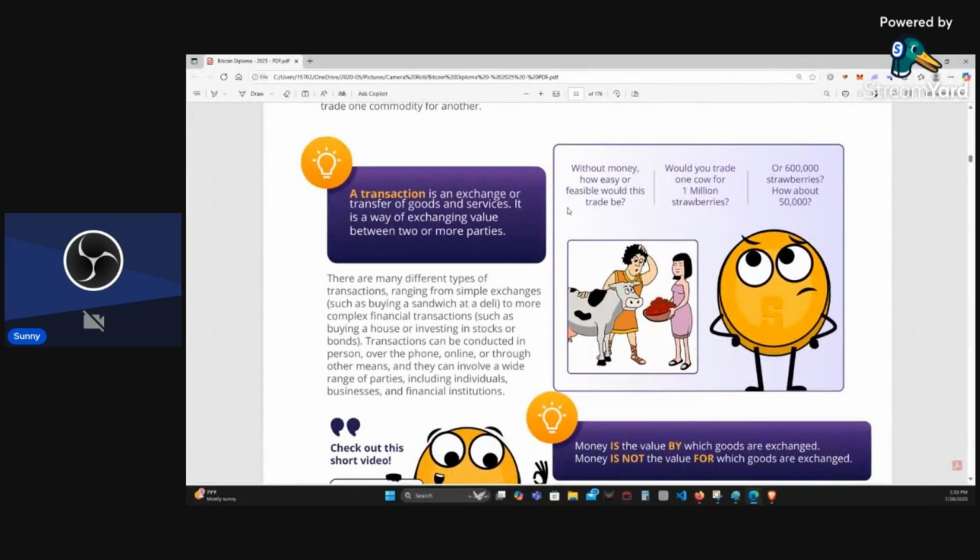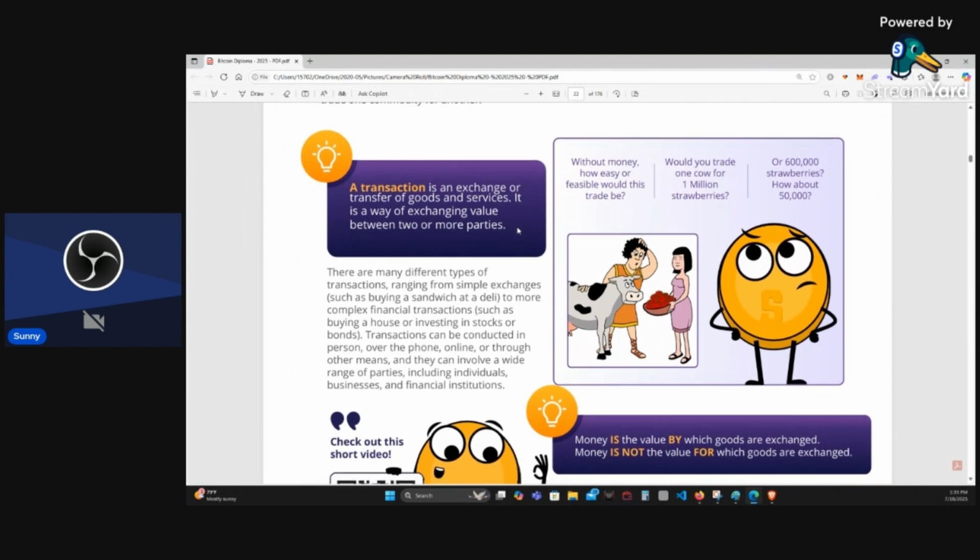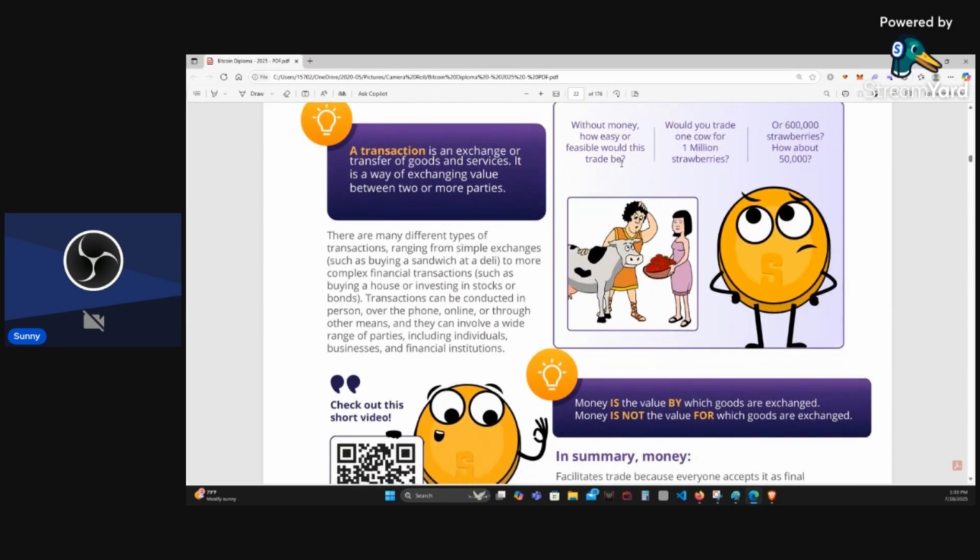A transaction is an exchange. So here's the definition of a transaction: an exchange or transfer of goods and services. It is a way of exchanging value between two or more parties. So let's see what's going on here. Without money, how easy or feasible would this trade be?